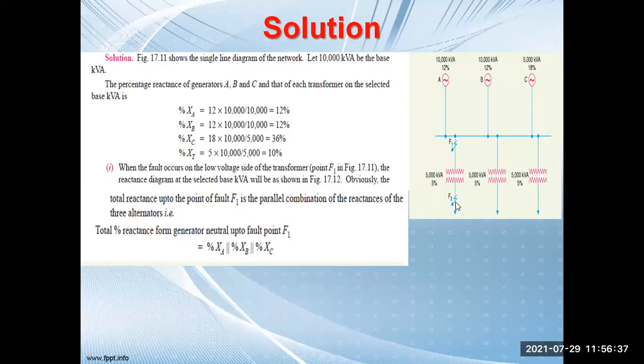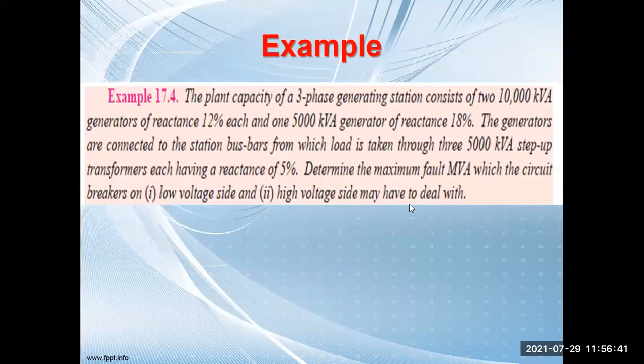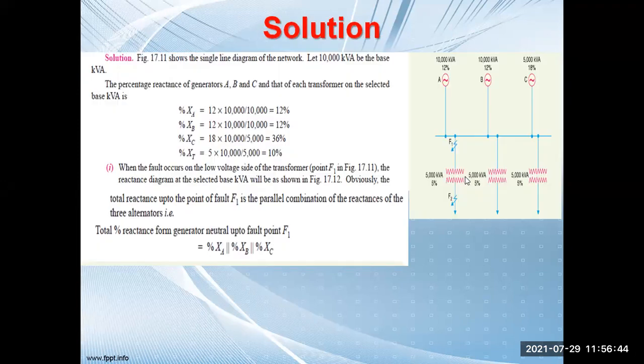So you are supposed to calculate what is the fault current, that is, the fault MVA. Fault MVA you are supposed to calculate. Now please solve it. I have given sufficient examples, so please do it. I will show you this diagram so that you can understand at least. Please solve it.